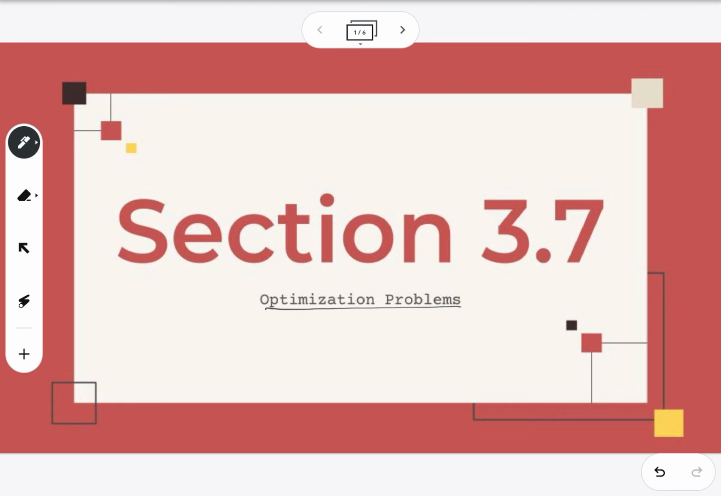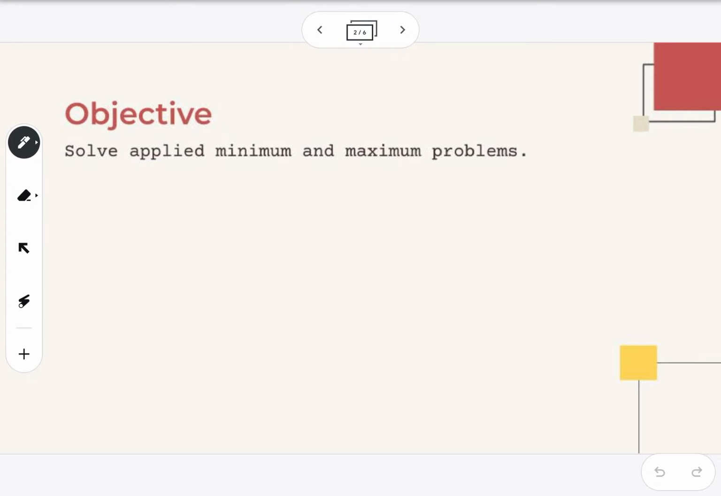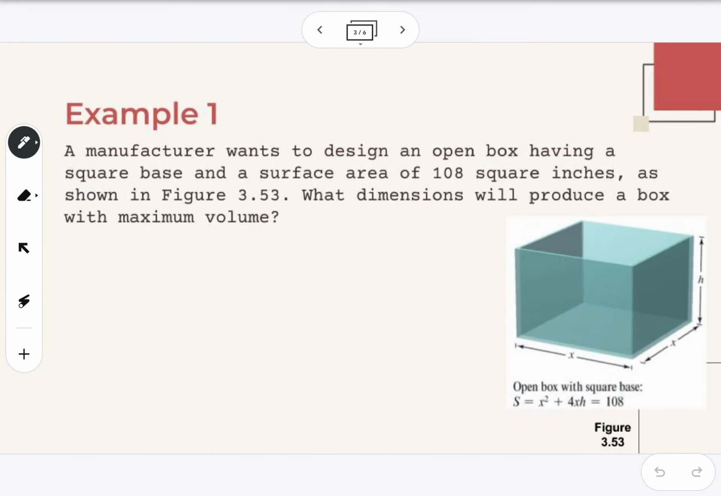Basically, this section is how do I take the calculus that I've been learning and apply it to real world situations? How do I use maximum and minimum info to help me out in the real world? So it's applied math today, and our objective is one thing: solve applied minimum and maximum problems. We're going to start with our first example here.